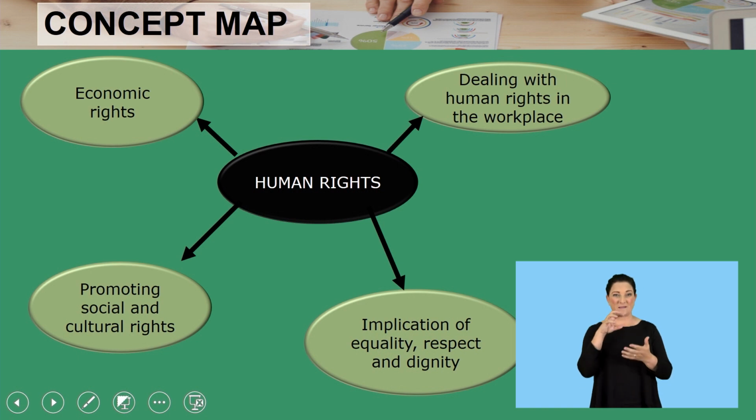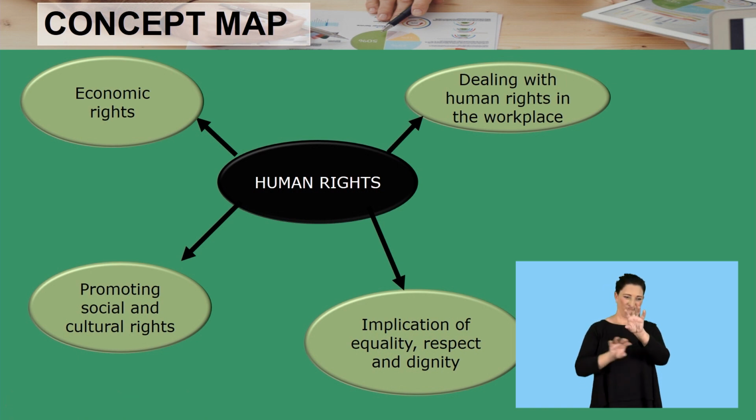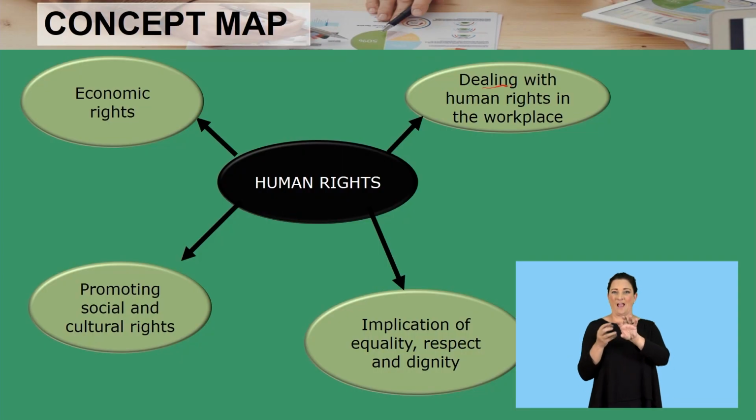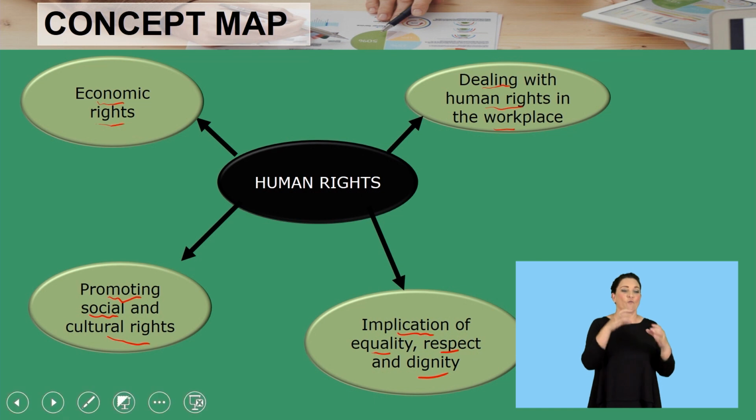Then let us look into our concept map. This is basically a structure of how our lesson is going to be followed. So we'll start by looking into how the business can deal with human rights in the workplace. Then we'll look into the economic rights that are there. Then we'll look into ways in which the business could promote the social and cultural rights. Then we'll look into the implication of equality, respect, and dignity for the business.